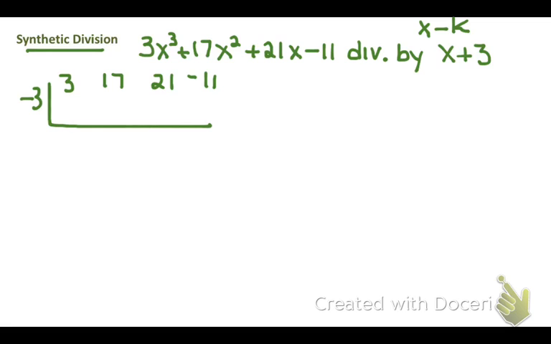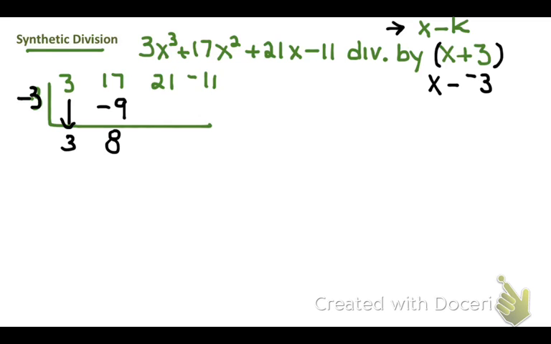Because the divisor is x plus 3 and we are using the form x minus k, we can think of it as x minus a negative 3. That is why we have a negative 3 to the left. We bring this 3 down. Negative 3 times 3 is negative 9. 17 and negative 9, 8.